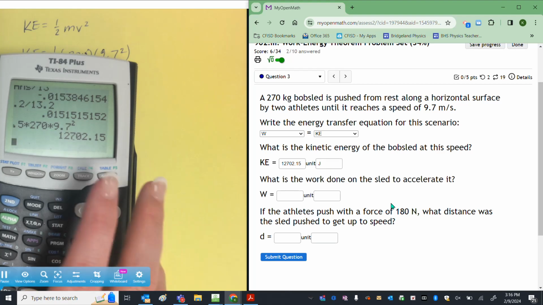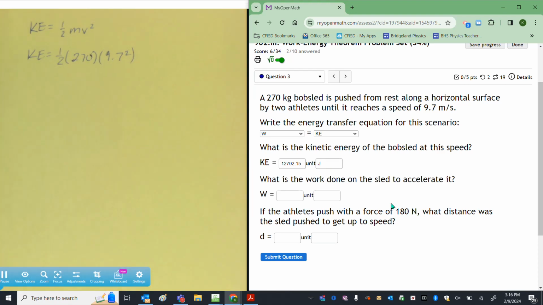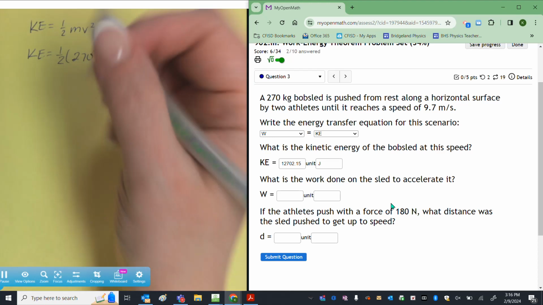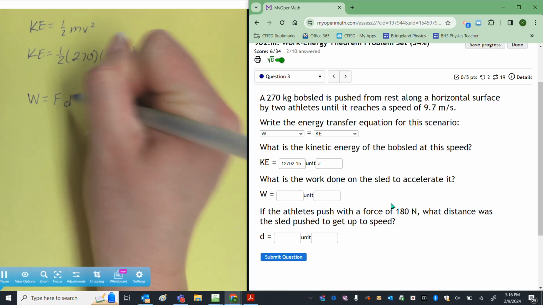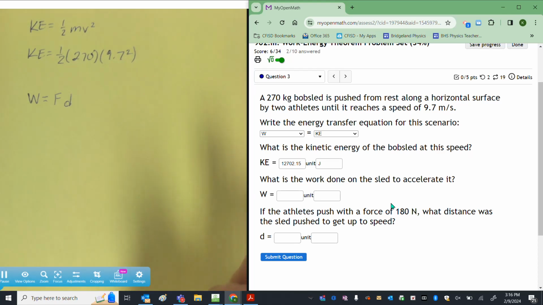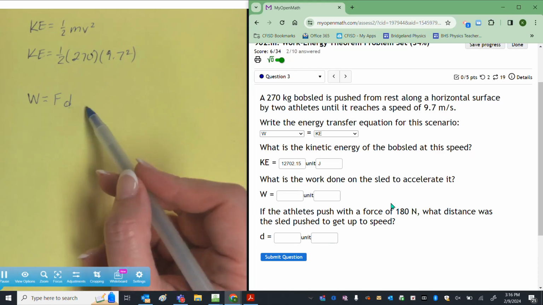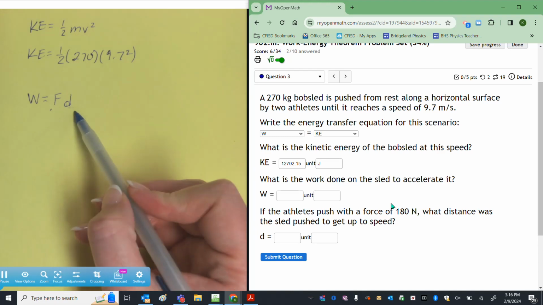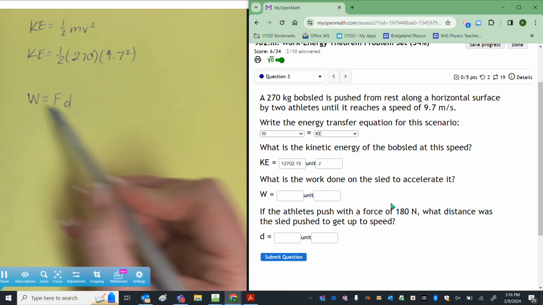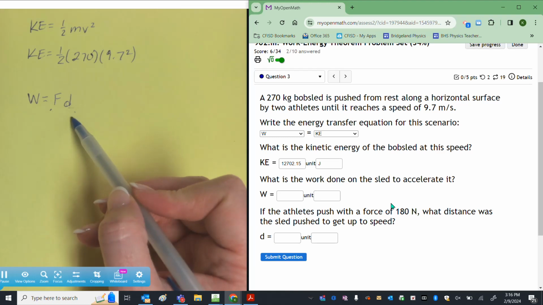All right, what is the work done on the sled to accelerate it? Well, I do have an equation for work that says that work equals force times displacement times cosine of my angle if I have an angle. There's no mention of an angle, so I'm just going to do this. However, there's no mention of a force or a displacement either. So this is not going to work for solving for work.